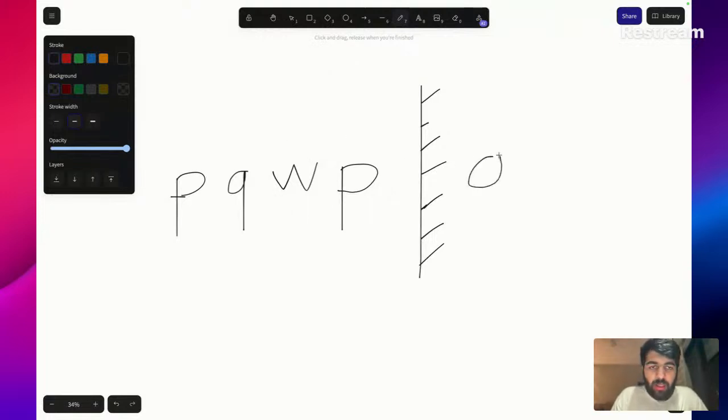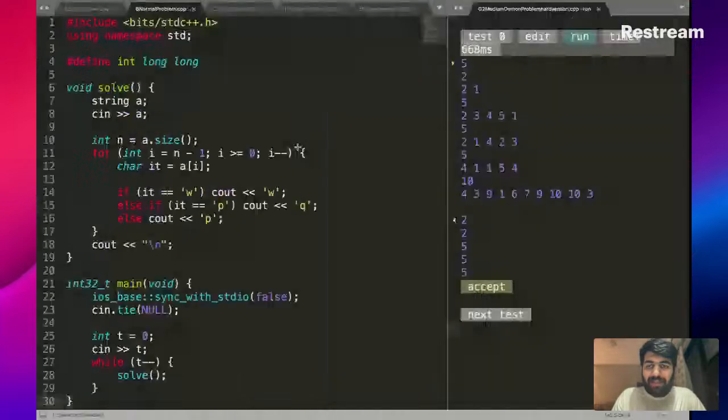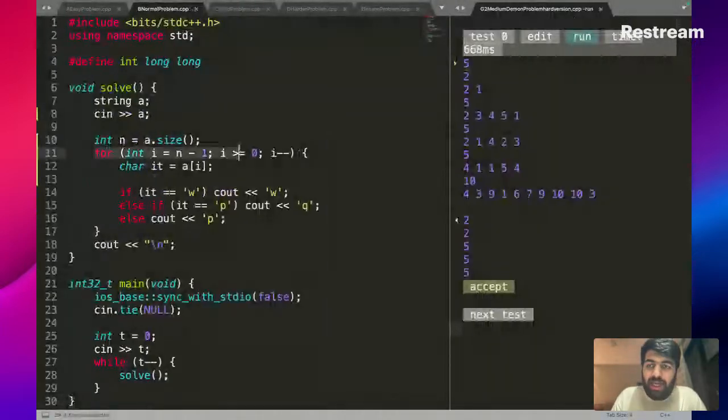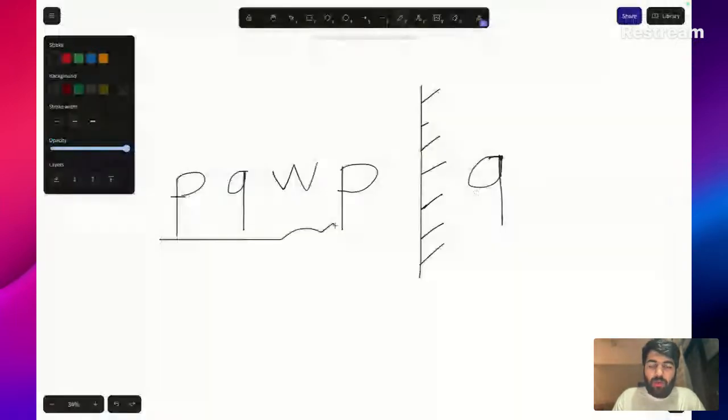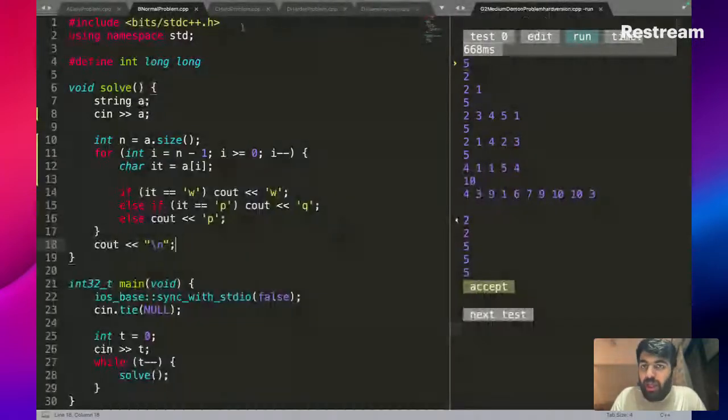So we have to print the string in reverse order. You can iterate in reverse order, replace every P with a Q and every Q with a P, and let the W remain as it is. So that's what I've done. I got the size of the string and went in reverse order. If it's a W, let it be a W. If it's a P, then print a Q, else print a P. That's it, because my string consists of P, Q, and W only. That was B.